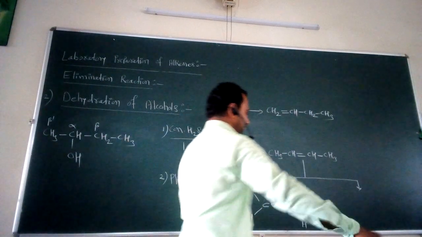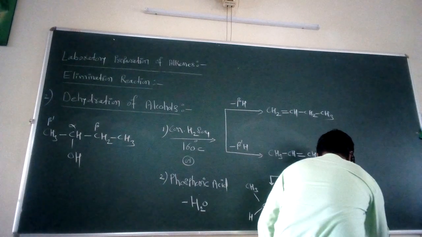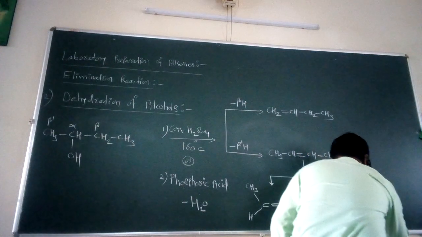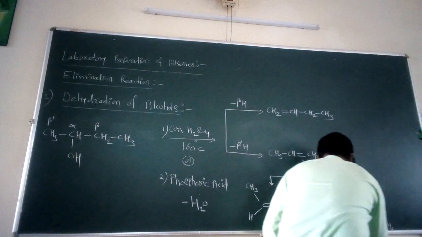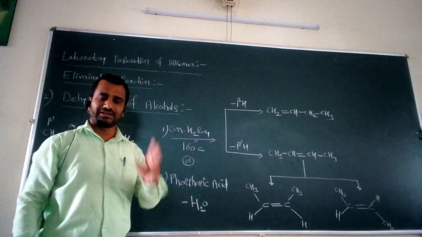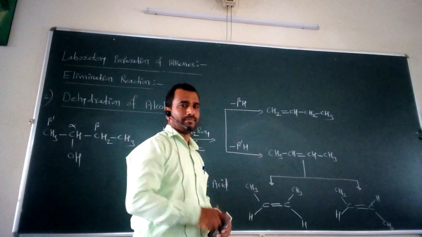On the other hand, the second possibility is C double bond C. This is a CH3. Again, this is a CH3. This is H, and this is H. So, we can say that this 2-butene may be present in two different forms. One is cis-2-butene, and the second is called trans-2-butene.